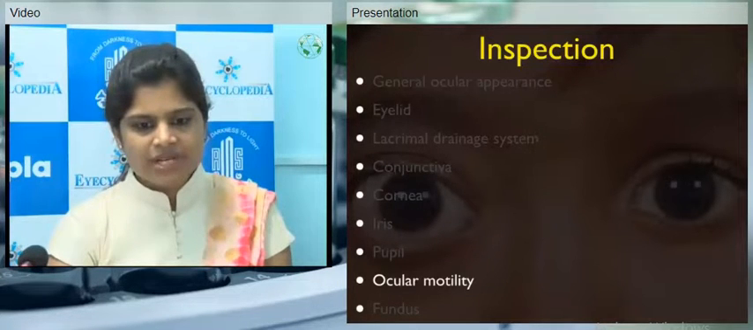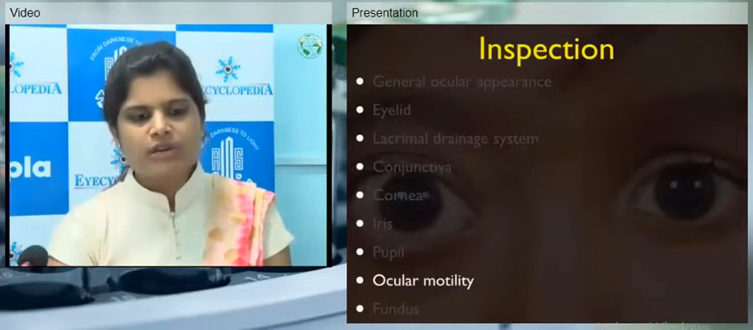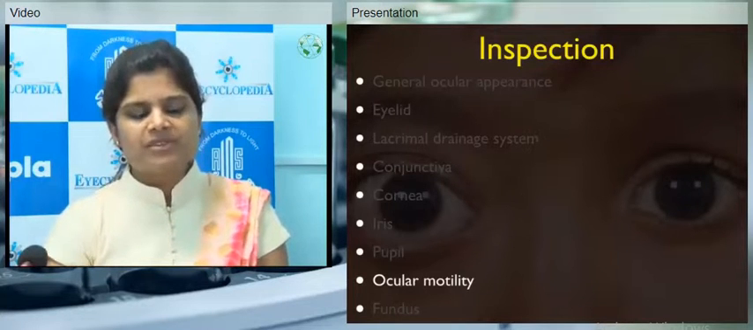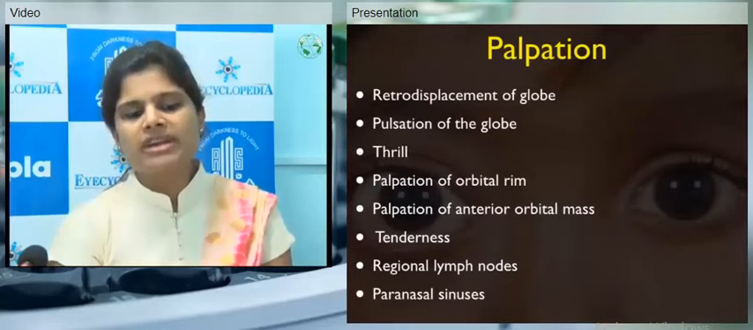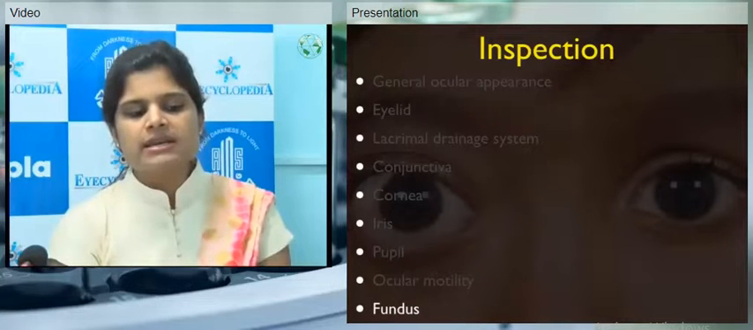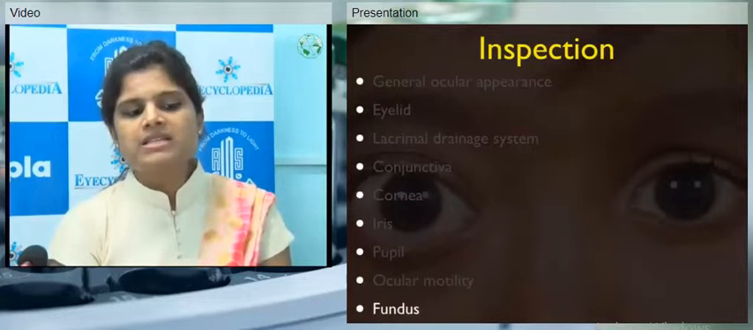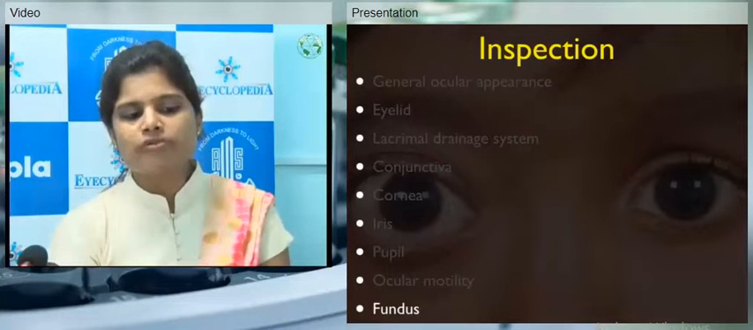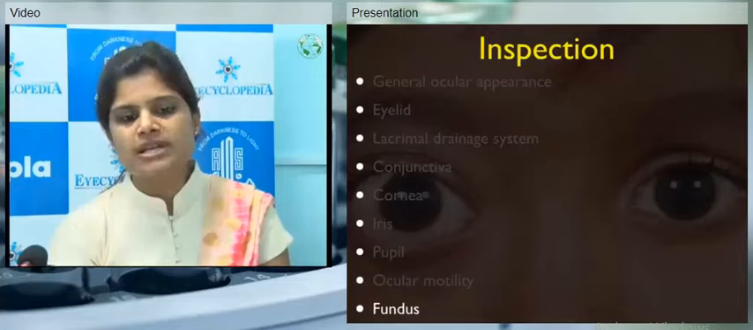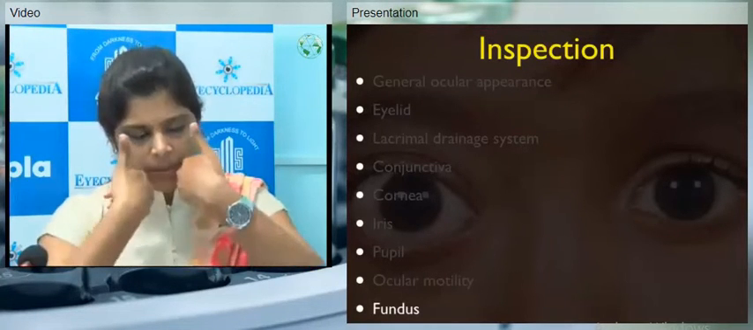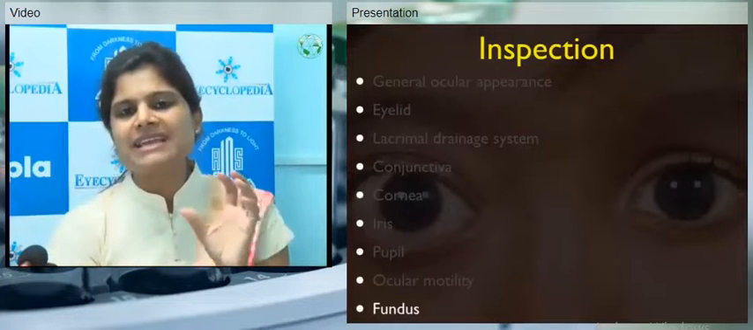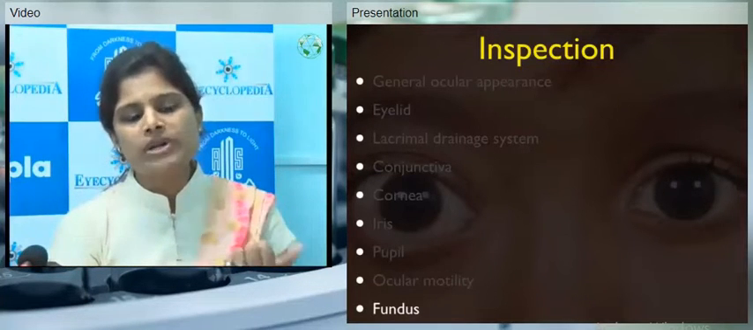Then next, after we finish the inspection, so that was about the inspection. After inspection comes the palpation. Whenever we see a case of proptosis, there are certain things that we have to do on palpation. First is the retro displacement of the globe. Retro displacement of the globe gives you an important clue. The way that we do this examination is, ask the patient to close the eyes and over the eyelid with the thumb just press on the globe and see if there is any resistance or if there is no resistance.